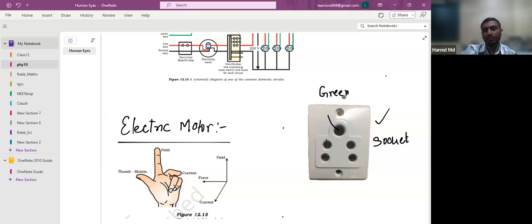If you color code, this is the green part. This will be either red or black, right? So we have five colors. We only use three. These two have the same purpose.